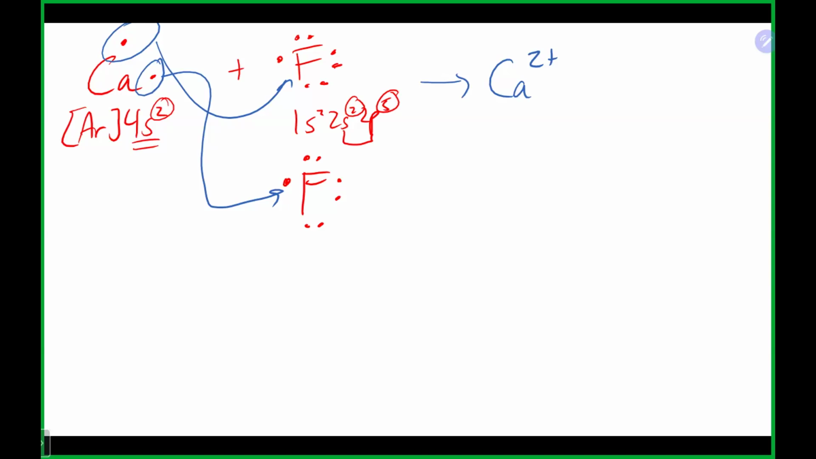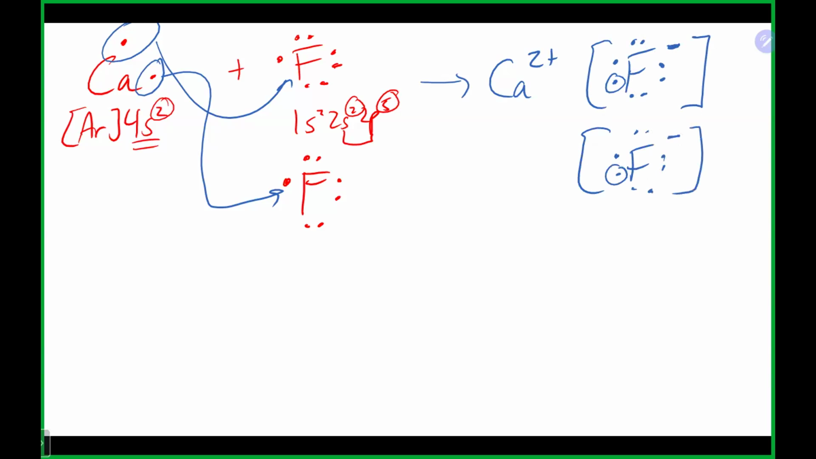Now, each of the individual fluorine atoms have gained just 1 electron. And I'll just circle it, for example. And because it only gained 1 electron, it becomes -1 charged. And the second fluorine also gained just 1 electron and becomes -1 charged.